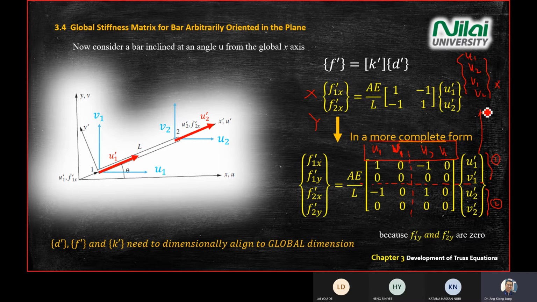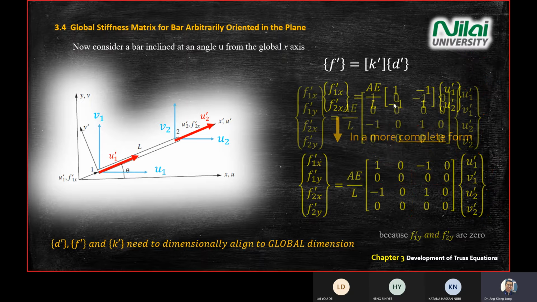So don't write like the one I wrote just now in the top corner. Again, you arrange your data based on point. So point 1, you have U1 and V1. Point 2, you have U2, V2. So be careful with the arrangement for the location.